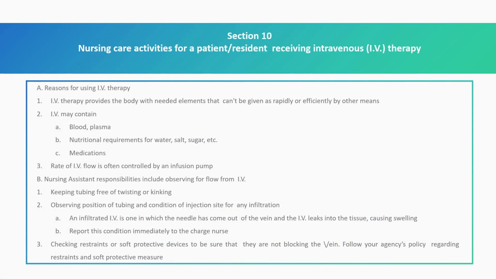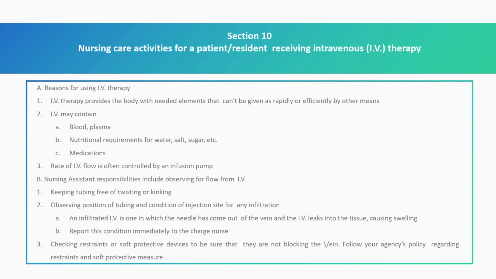Section 10. Nursing care activities for a patient or resident receiving intravenous IV therapy. Reasons for using IV therapy. IV therapy provides the body with needed elements that can't be given as rapidly or efficiently by other means. IVs may contain blood, plasma, nutritional requirements for water, salt, sugar, etc., or medications. The rate of the IV flow is often controlled by an infusion pump.